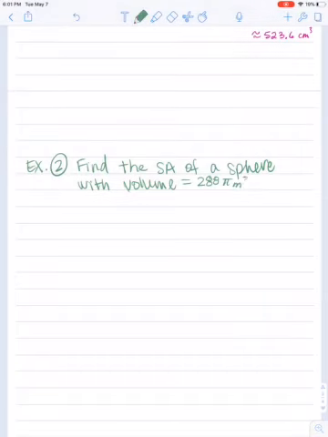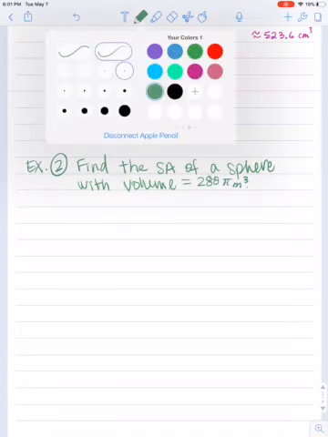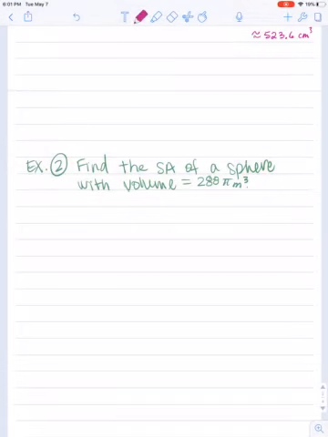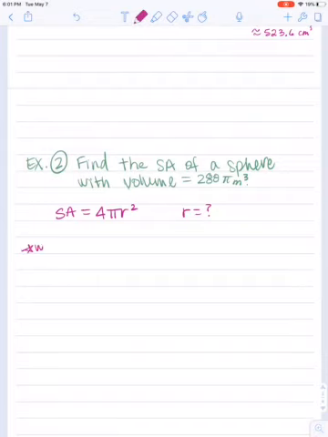Let's do meters cubed. Okay, so we want the surface area of this sphere, which is 4 pi r squared. But all we're given is the volume. So that means we are missing the radius right now. And we have to find it by using the volume formula and working backwards. Doesn't that sound like fun?